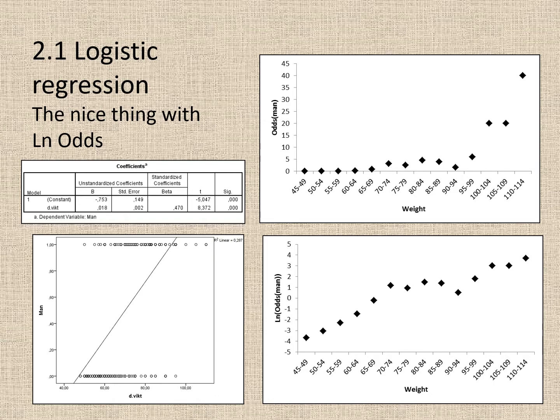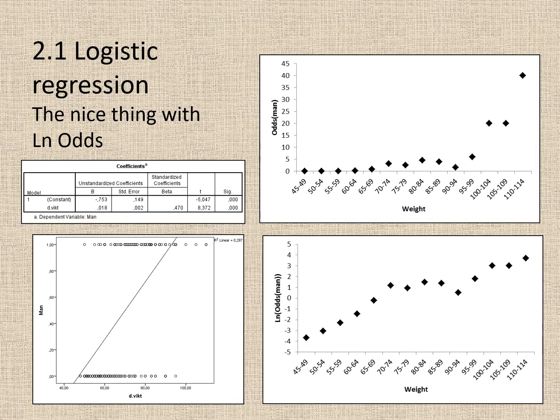In order to fit a straight regression line to this, for instance, let's say it's 0 there among those who weigh between 70 and 74 kilos. It's not exactly 0, but let's say it's 0. What does that mean? The natural logarithm of the odds of being a man among those who weigh between 70 and 74 kilos is 0. What would the odds of being a man in that weight group be? If the natural logarithm is 0, the odds is 1.